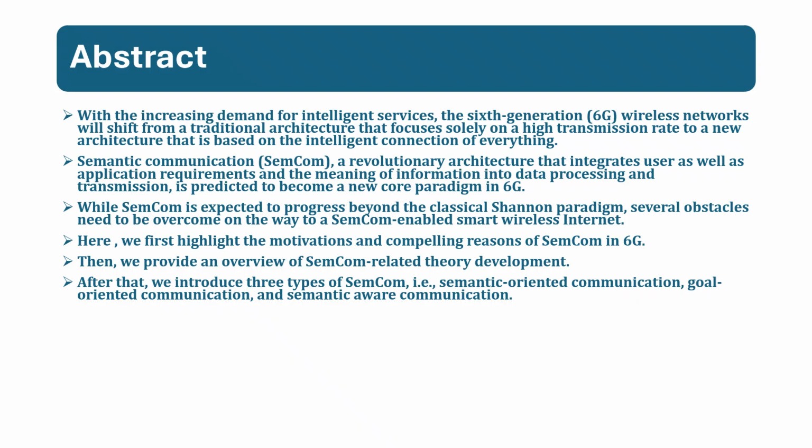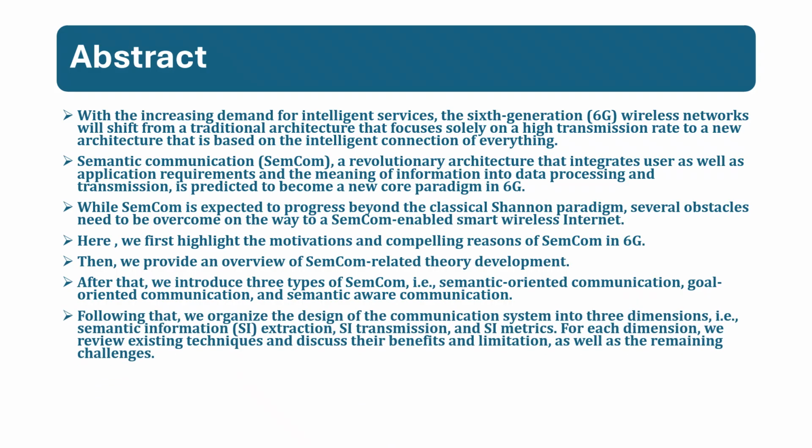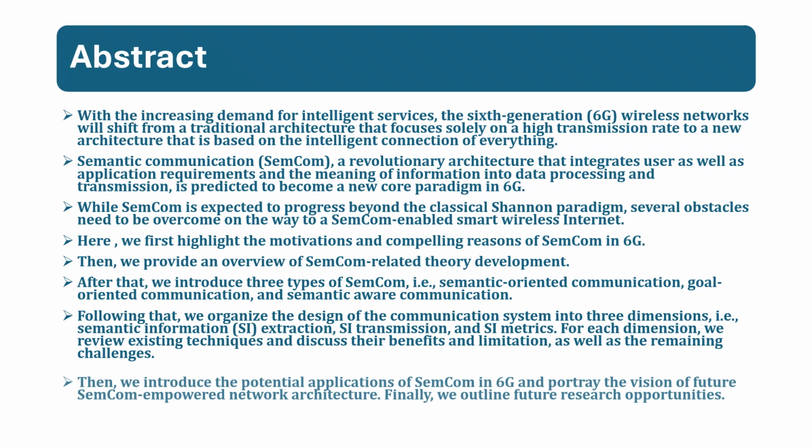We introduce basically three types of SemCom. Number one is semantic oriented communication. Secondly, we will discuss goal oriented communication, and next we have semantic aware communication. We organize the design of communication in three dimensions, and there are three types of communication systems in these dimensions. Number one is semantic information extraction, we can say SI extraction. Then we have SI transmission and SI matrix. For each dimension we require different techniques, and there are different benefits and limitations of each design of communication system in each dimension. Clear? And the challenges we will also discuss in each dimension.